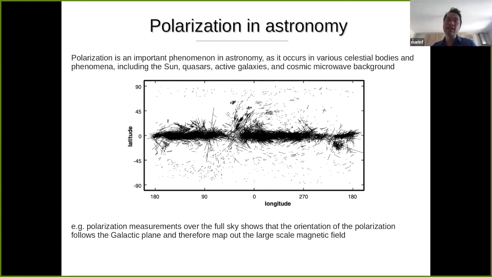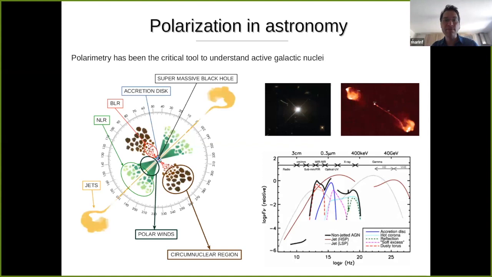Of course, it's clearly not an easy process. Measuring polarization needs dedicated instruments, polarimeters, and dedicated knowledge. It's not as easy to reduce polarized images as total flux images. It's more complex, but it's worth it, especially if you look at active galactic nuclei. It has been one of the most important tools ever for this very specific field.